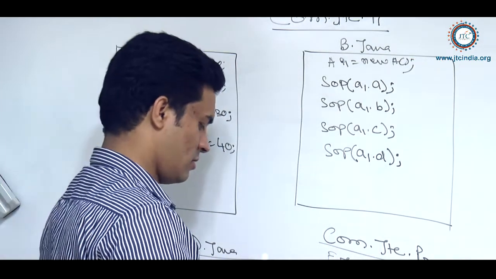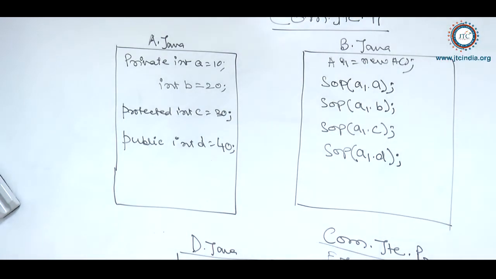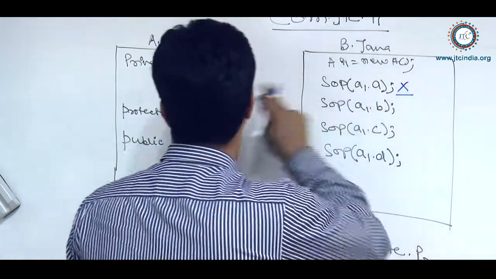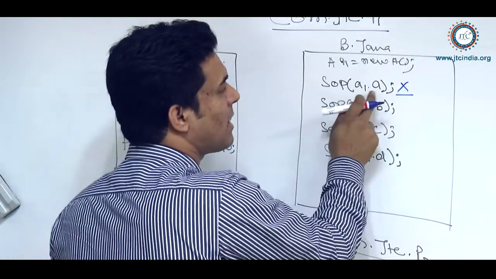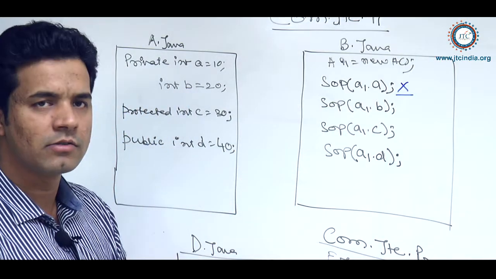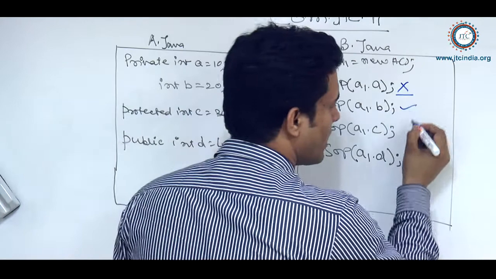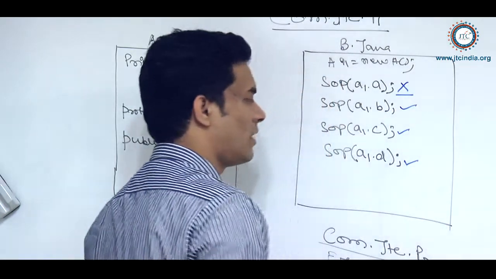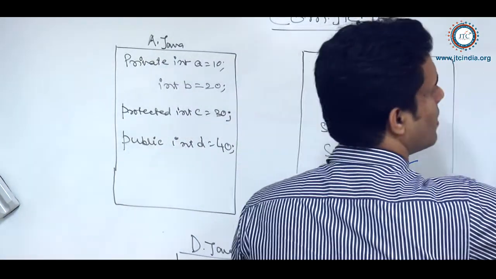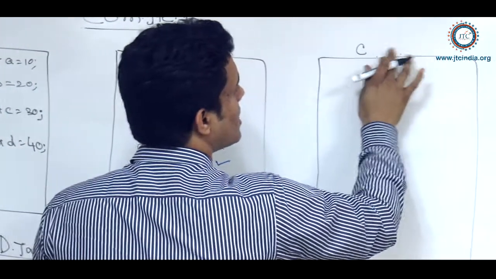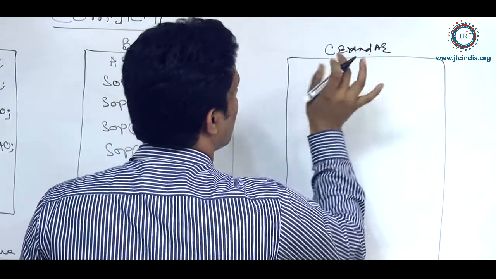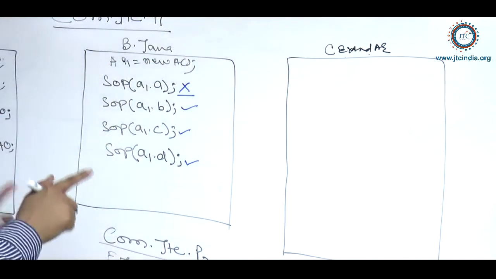Here, the variable A is private in class A, so the private member of a class cannot be accessed outside the class anywhere. All other members, B, C and D, we can access. Now class C is the subclass of A, which means a class is extending another class of the same package.